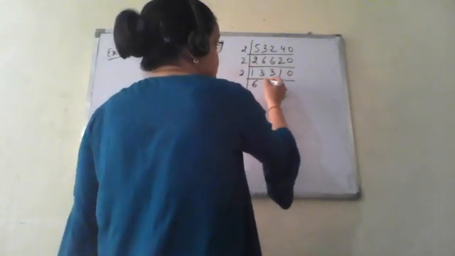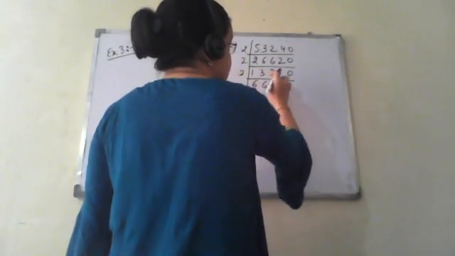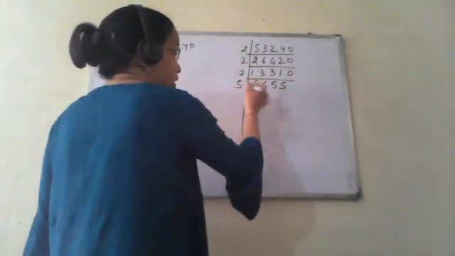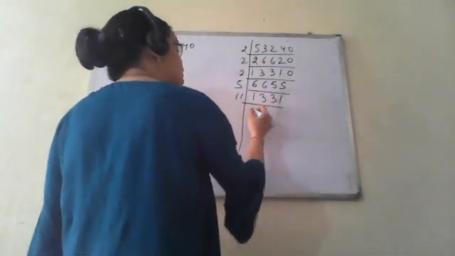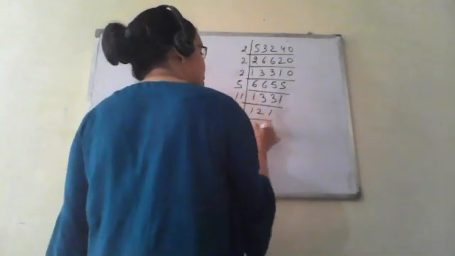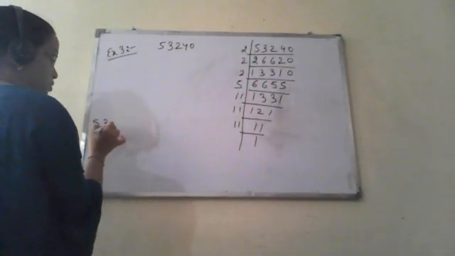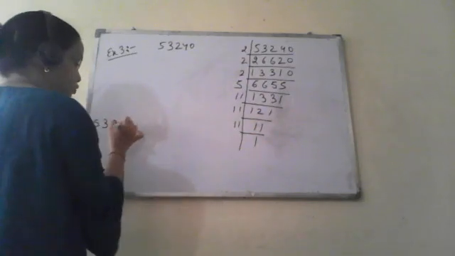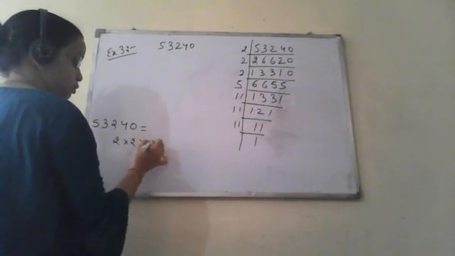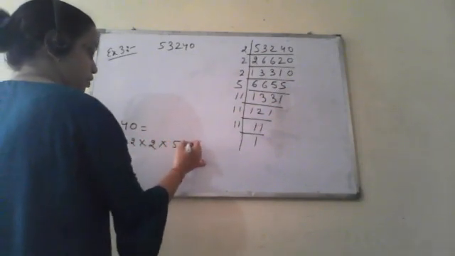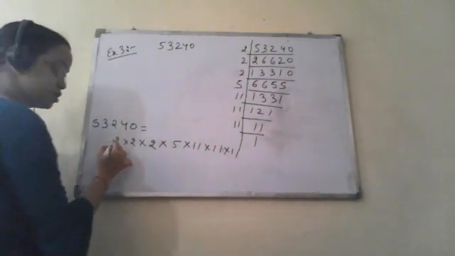This is 665, 6 6 5 5 5. This is 1, this is 3, this is 3, this is 1. Okay, so these are the prime factors. So this 53240 can be expressed as 2 into 2 into 2 into 5 into 11 into 11 into 11. So this triplet is complete.